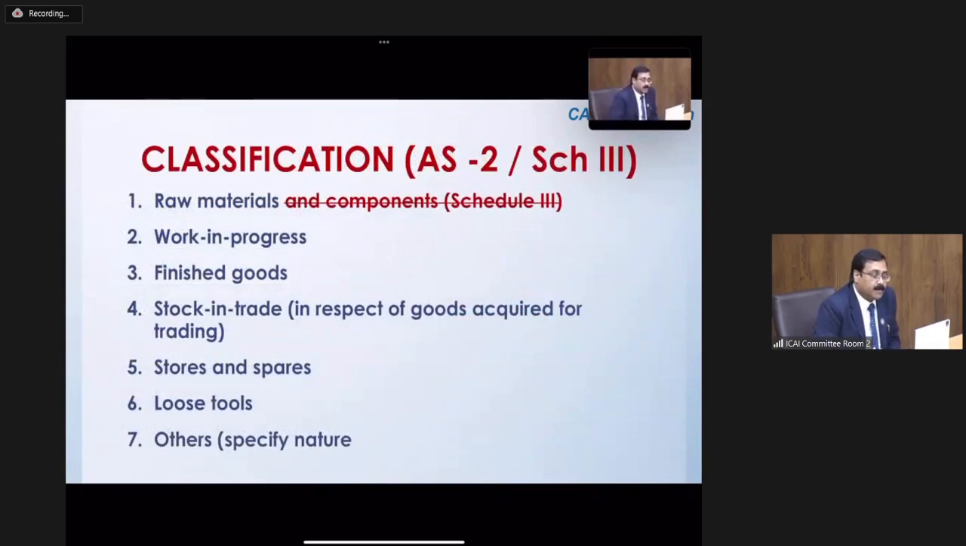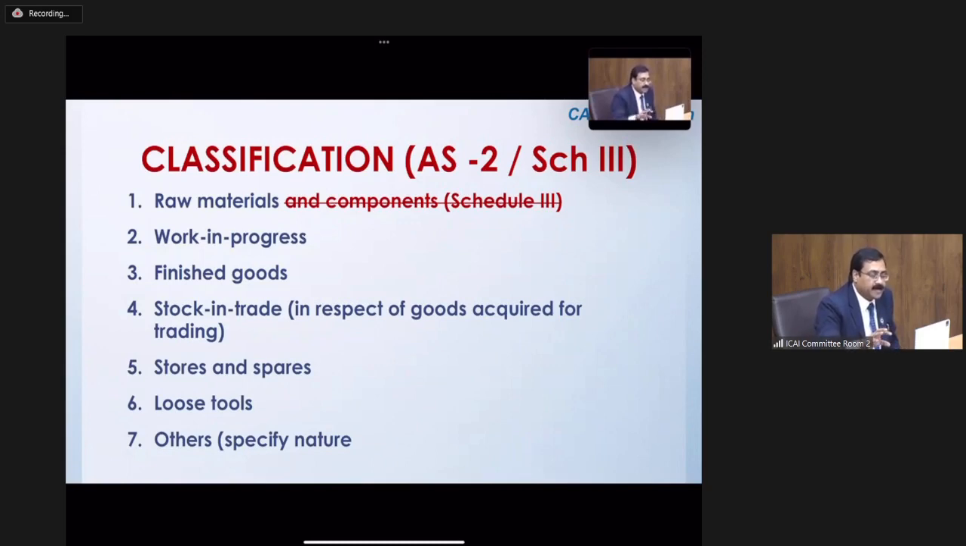If I talk about inventories classification, sometimes we have seen that in the case of non-corporates, proprietorships and partnerships, on the balance sheet side, inventories are shown as valued and certified by the proprietor or partner, and they say just closing stock or inventories. That is not correct. The whole classification has to be given, and that classification has to be as per AS 2. I'll not say Ind AS 2, I'll say AS 2, because Ind AS 2 talks about something different. So AS 2 says it has to be raw material and components, work in progress, finished goods, stock in trade, which is in relation to trading goods, stores and spares, loose tools and others.